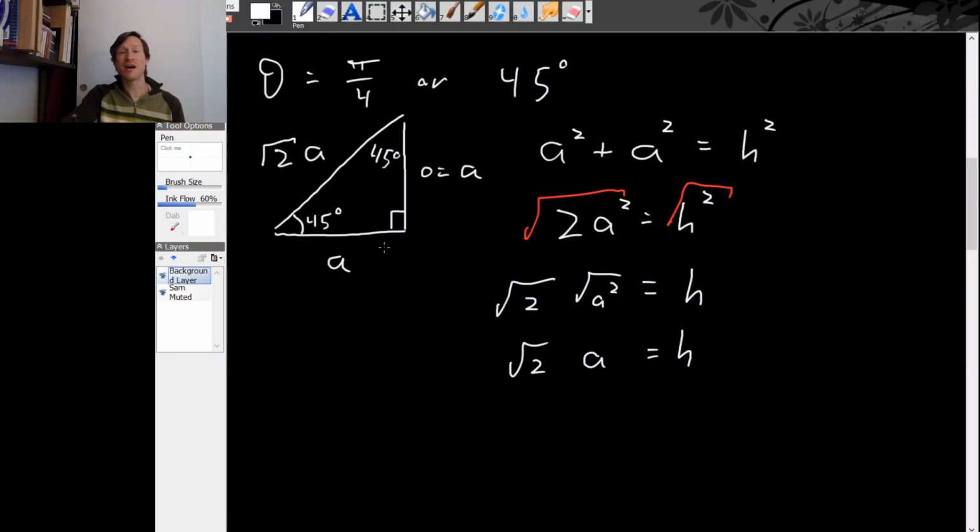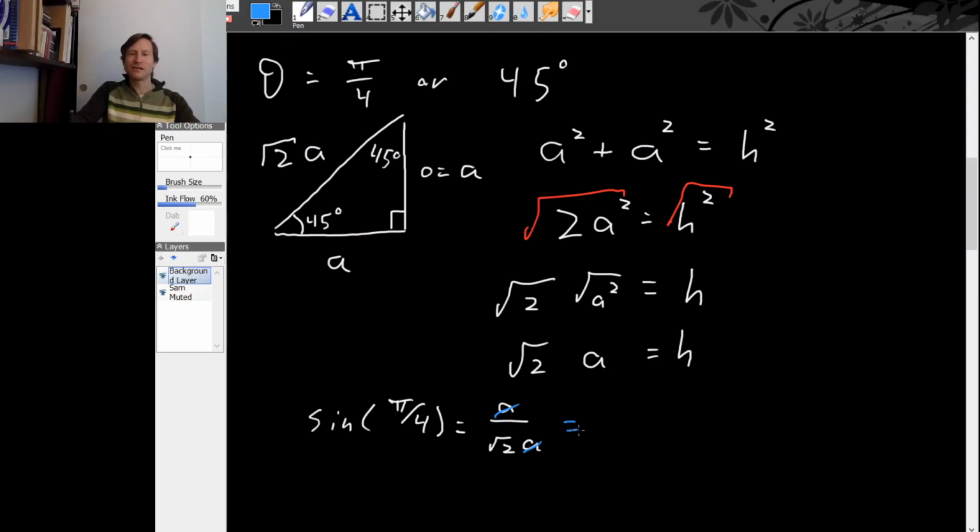So now that we have a right triangle with the 45-degree angles, we can evaluate our trig functions. So sine of 45 degrees, or pi over 4, is opposite over hypotenuse. The opposite side has length a. The hypotenuse has length square root of 2 times a. And then we can simplify this. So 1 over square root of 2.